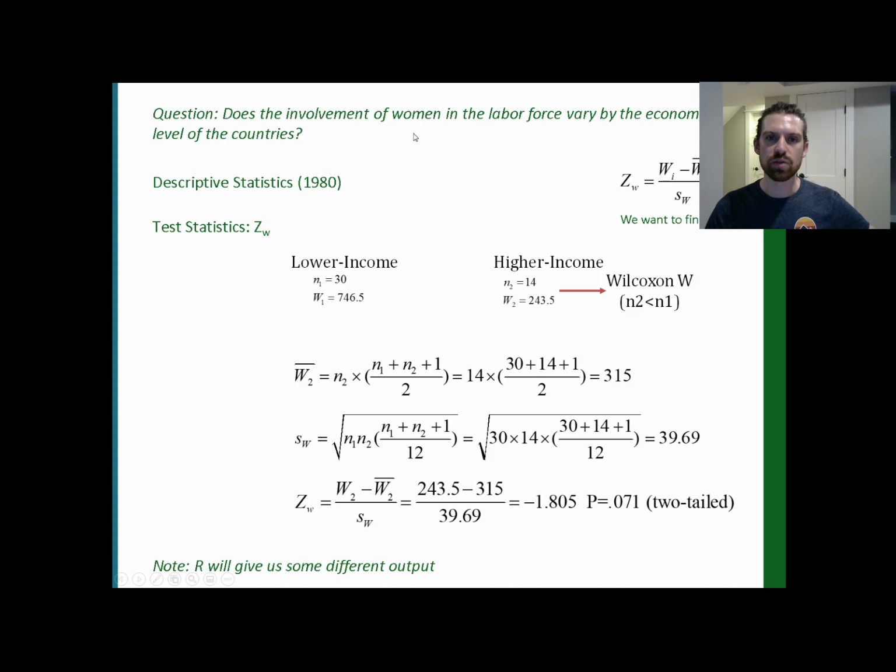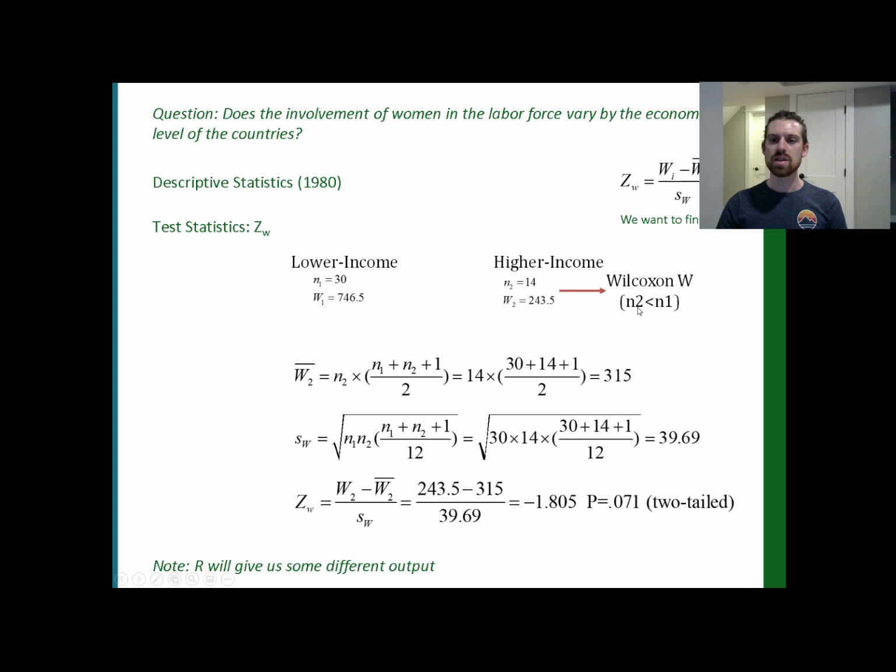So does the involvement of women in the labour force vary by economic development of different countries? We have the same data set again, and we're just going to run it through this calculation for the ZW test statistic. So we have 30 samples for lower income, 30 countries, and we have a W1 ranking of 746.5, and that compares with this higher income group where we have only 14 countries, and then we only have a W2 of 243.5.